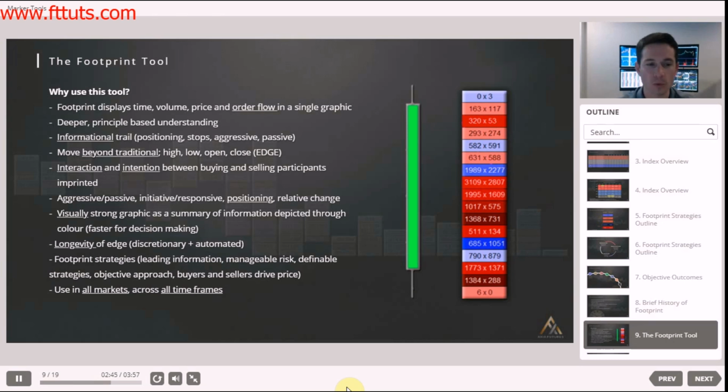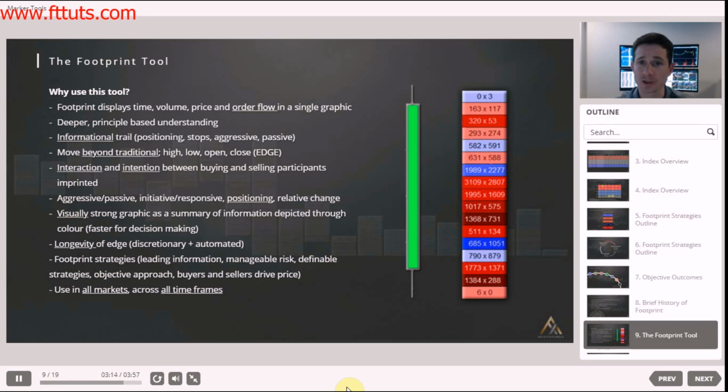The footprint is a wonderfully strong visual graphic that summarizes a lot of information in a very simple graphic. And humans tend to recognize and remember colors a lot easier than numbers. So by depicting it in colors, we can see the information very clearly and make decisions a lot quicker. Obviously, with the footprint being a new tool relative to the candlestick, there is a longevity of edges that you develop with the footprint tool.